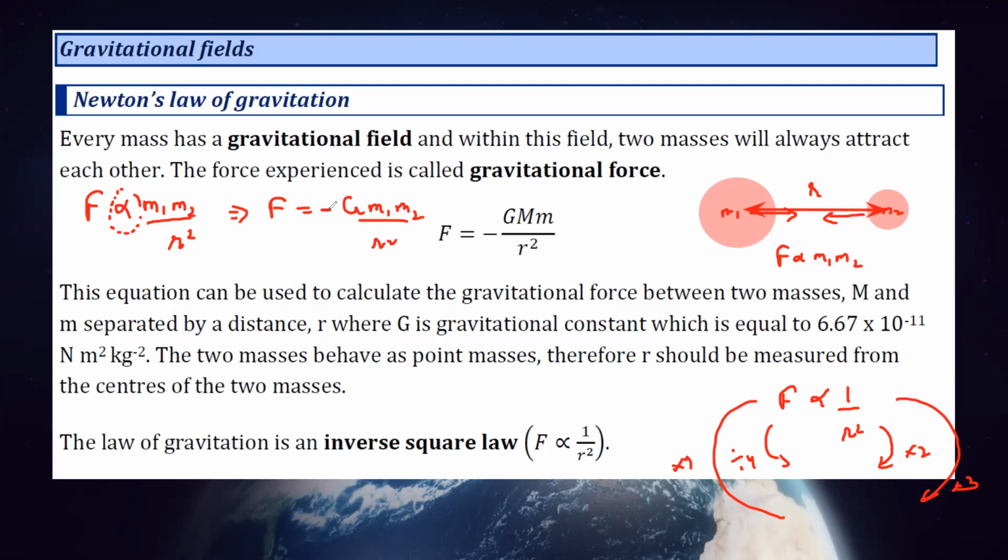And we place a negative sign here. What is the significance of the negative sign? The negative sign shows that this force is always attractive. Gravitational force can never be repulsive. So if we want to find the force of attraction between two masses, we can use this formula.